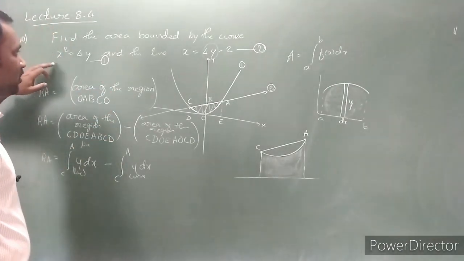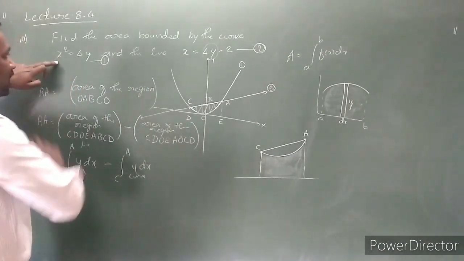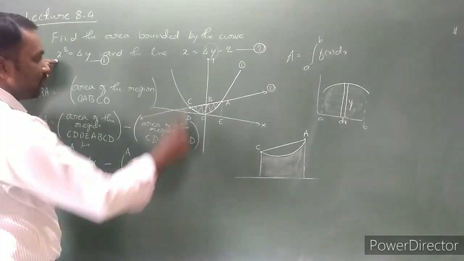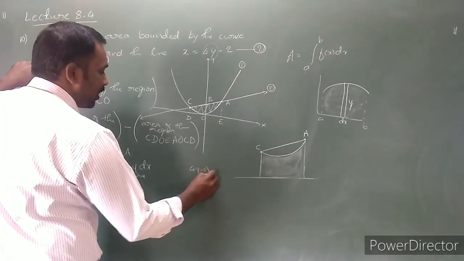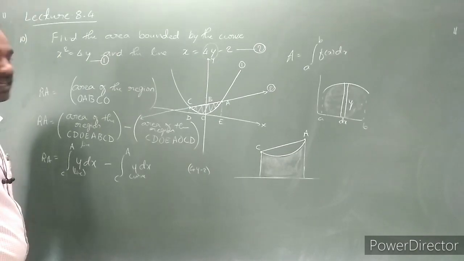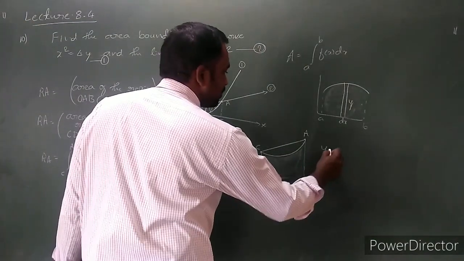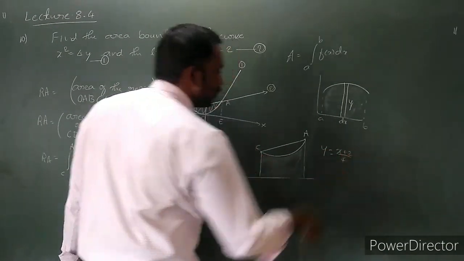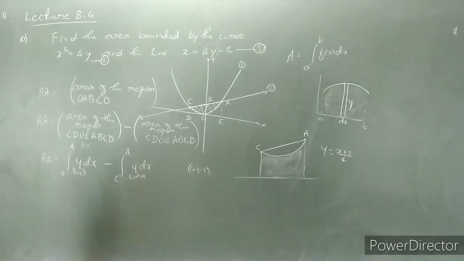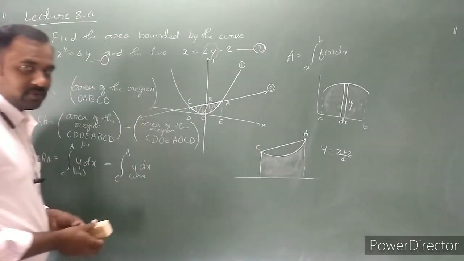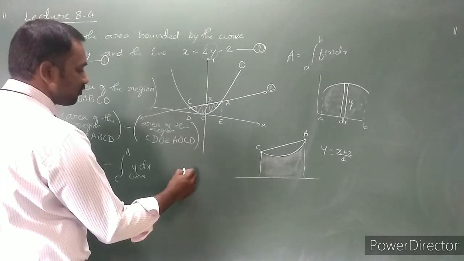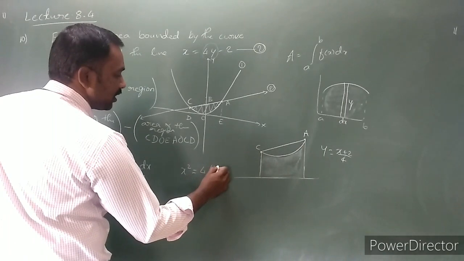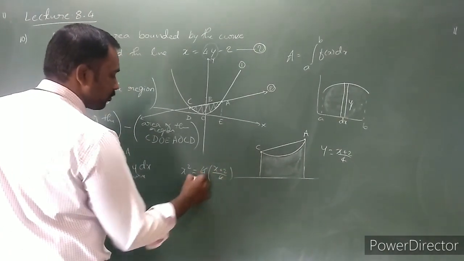What we do is replace the x value. My x value is 4y minus 2. Or else we can replace the y value, it doesn't matter, as you wish. What is the y value? We get y is equal to (x plus 2) divided by 4. Here if you replace the x value, we have to do (a minus b) whole square. Or else just replace that: x square is equal to 4 into the y value, (x plus 2) divided by 4. The 4 gets cancelled.